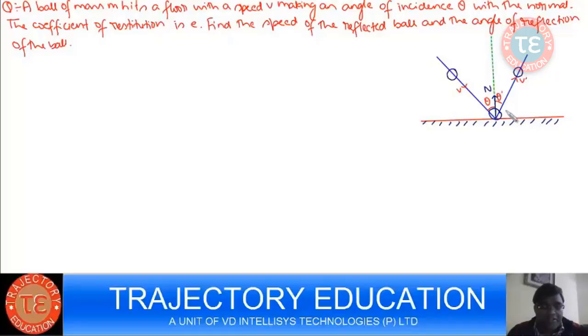It means if I consider the ball as a system, the momentum of the ball in the horizontal direction will be conserved, since there is no force acting on the ball in the horizontal direction. It means the momentum of the ball in the horizontal direction after collision is this, and this is the momentum of the ball before collision in the horizontal direction. M V sin theta is the momentum of the ball in the horizontal direction before collision, right? So from here you get one equation, by conserving the linear momentum of the ball in the horizontal direction.